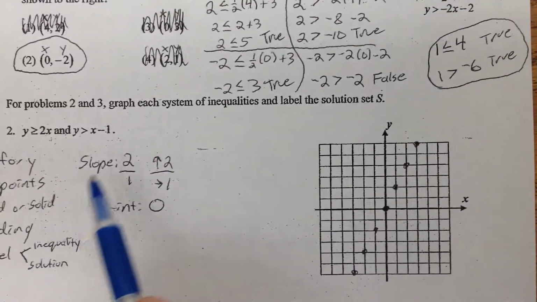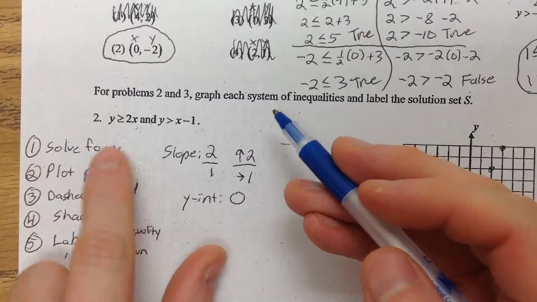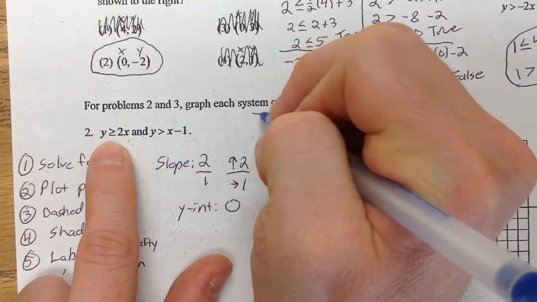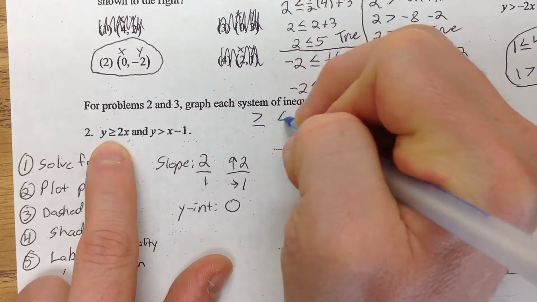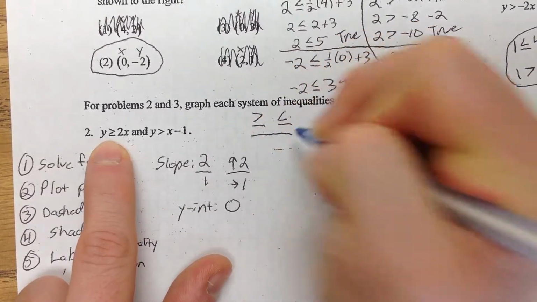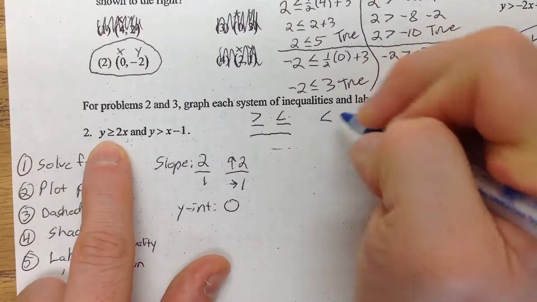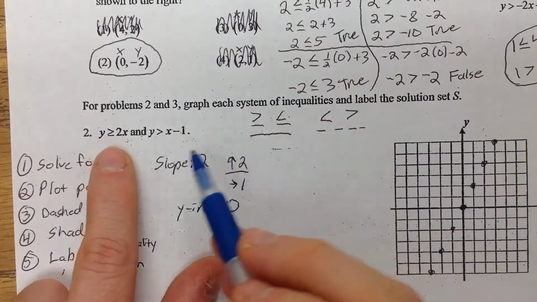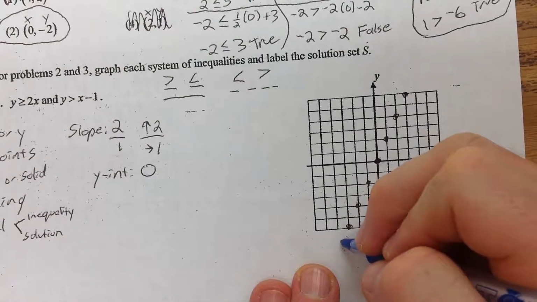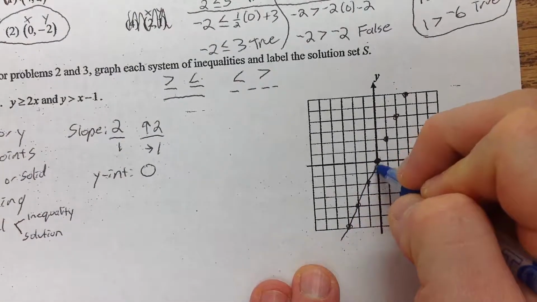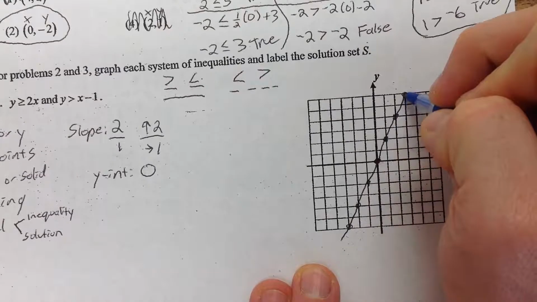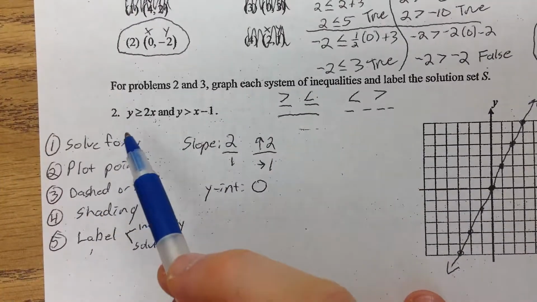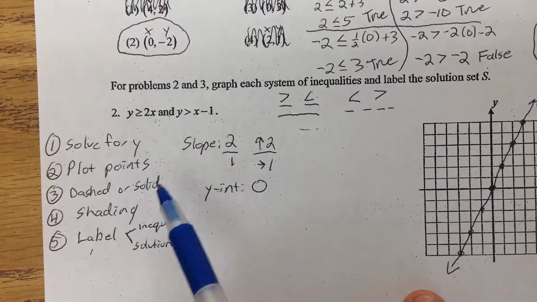Okay? Now, in this case, there is an equal sign underneath our inequality. So when you have an equal sign underneath your inequality, we use a solid line. When you don't have that equal sign, we use the dashed line. So in this case, this one's going to be a solid line. Notice that I'm going past the points, and I'm going to have an arrow on both sides. So I've done step 1, I've done step 2, I've done step 3.